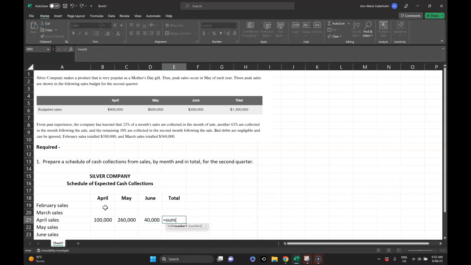And I can total this up, and we'll see that it equals the 400,000. Now that wouldn't be true if we had bad debts and didn't collect all of the sale. It doesn't necessarily always line up with the budgeted sales, specifically when you have bad debts.